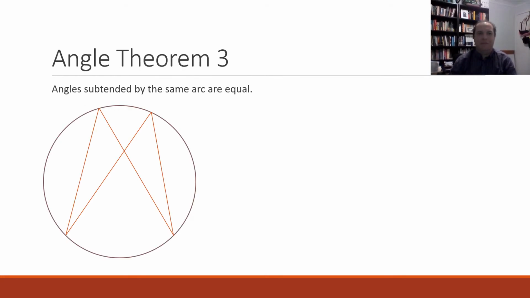Alright, so angle theorem 3 states that angles subtended by the same arc are equal. Now this rule is built on angle theorem 1, which we looked at in our last video. That says that if you've got an angle subtended at the center by some arc, that angle is twice the size that the arc subtends at the circumference. So this angle at the center is double the size of the one at the circumference.